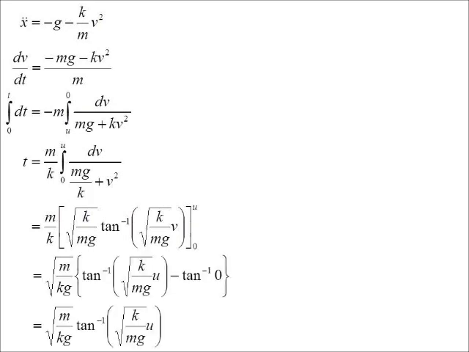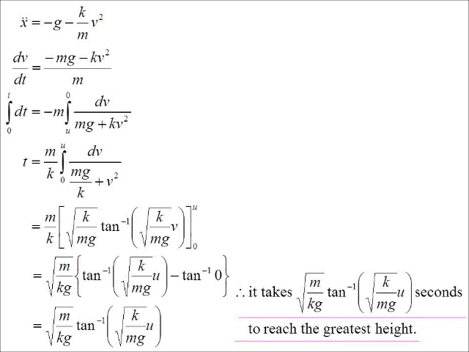Substitute in u, substitute in 0. Inverse tan of 0 is 0. And so there's the time it takes: root m on kg, inverse tan, the square root of k on mg, u. That's how long it takes to reach the greatest height.